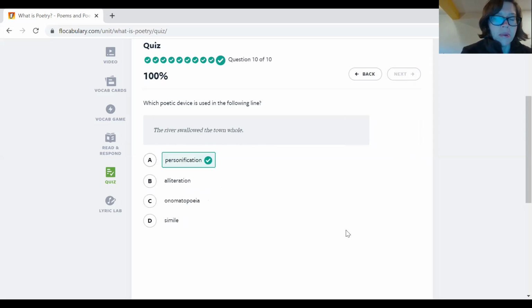And then 10, what poetic device is used in this following line? The river swallowed the town whole. So personification is giving human qualities to something that's not a human, the river. Okay, and we will talk about sound devices in another lesson.